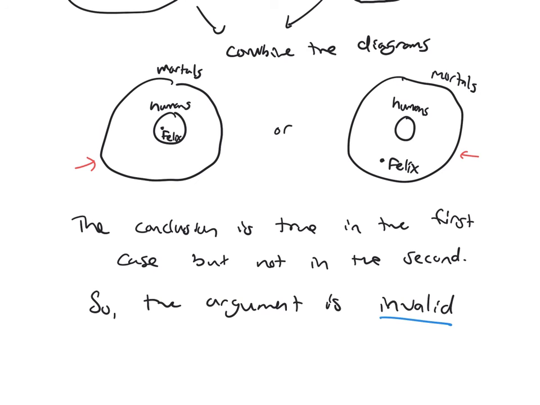So if there are two pictures, after you combine your premises together, you need to make sure that the conclusion is true in all of those pictures at the end. Here, the conclusion was true in one of them, but not in the other. So that meant that the argument was invalid.